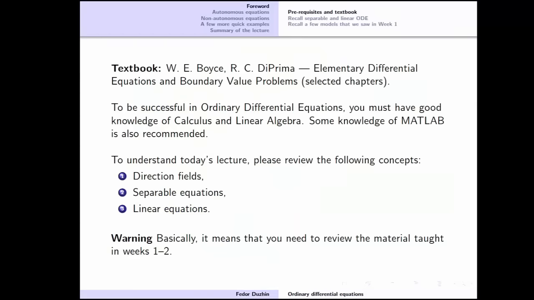In order to understand the lecture, you are going to use the knowledge from the first 2 weeks of the class. Basically these concepts are going to be very useful to understand the lecture.